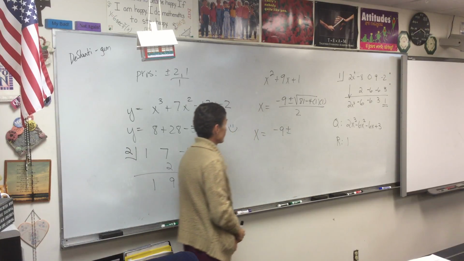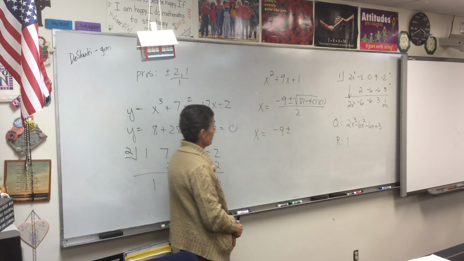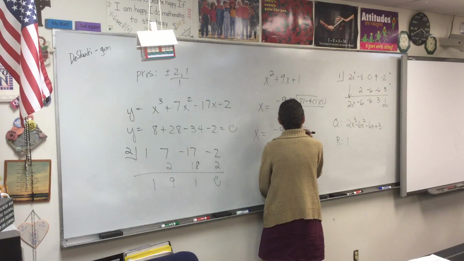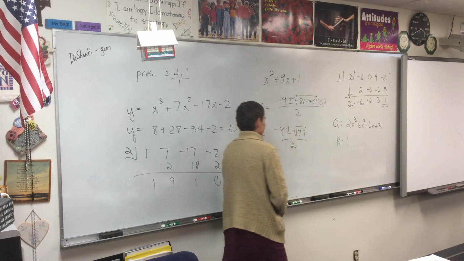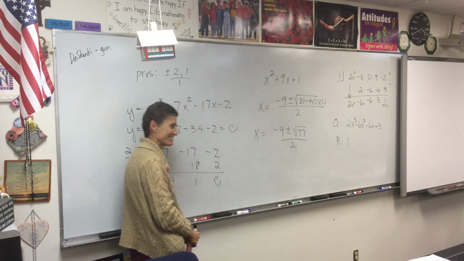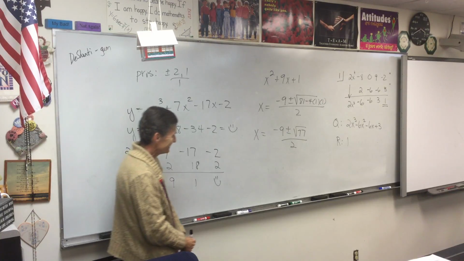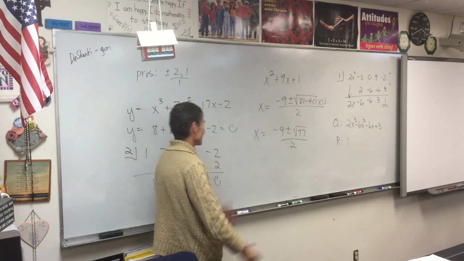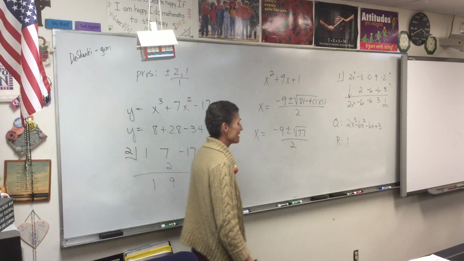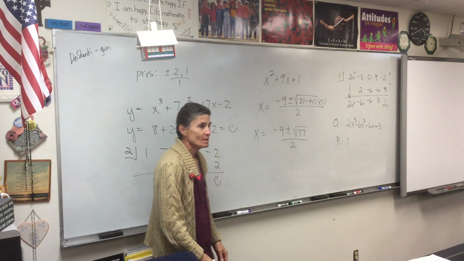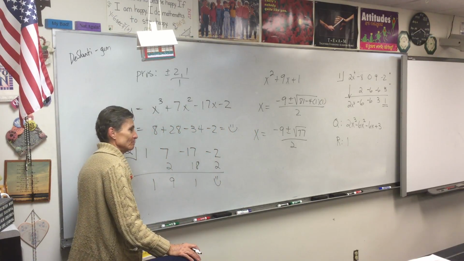So what do I have under the radical? Oh, my favorite number, 77. What's your favorite number? I graduated from high school in 1970. Wow. I know, I'm just old, okay? And that does not break down, so that's the answer to the question.